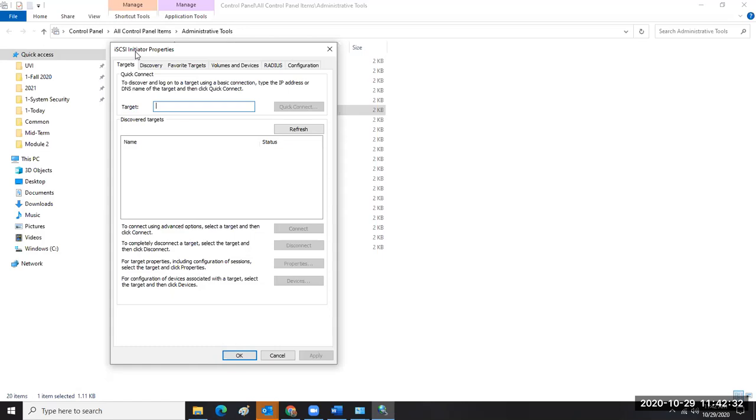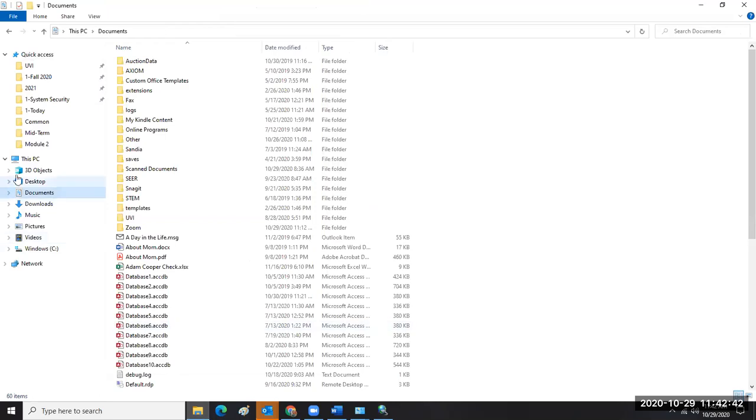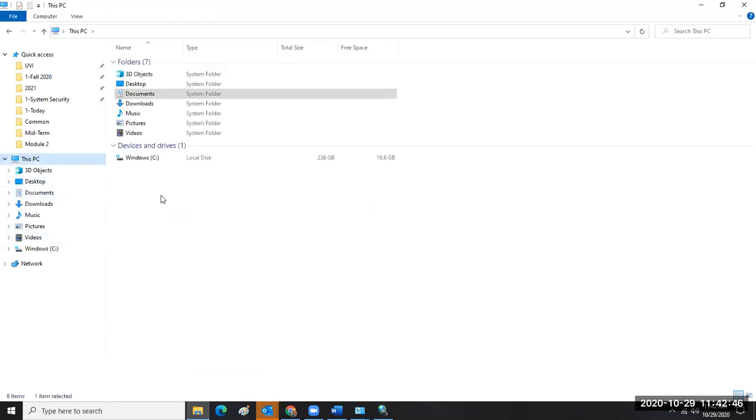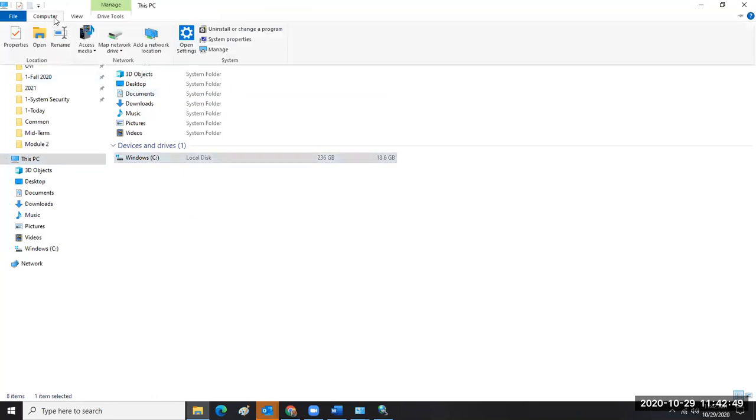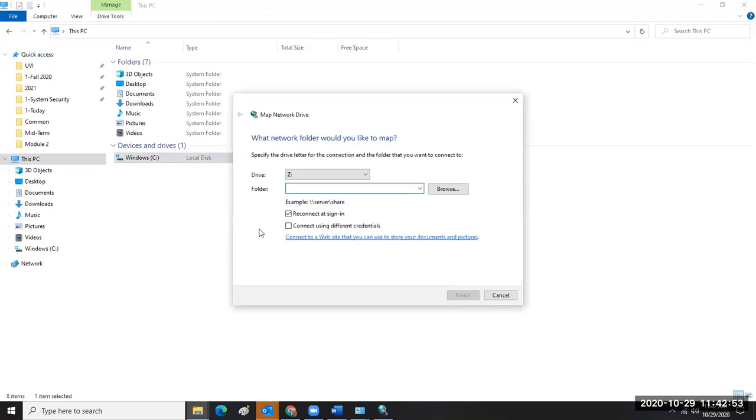iSCSI is a network attachment method for SAN, for storage area networks, for block level access. So when we connect, if I used my machine and said I want to map a network drive, and I knew the physical address on the network, I could put in 146.226. I wouldn't have to use DNS. I could use DNS for names, but basically we have the opportunity to use either the IP address or the name here. You've already seen this method.